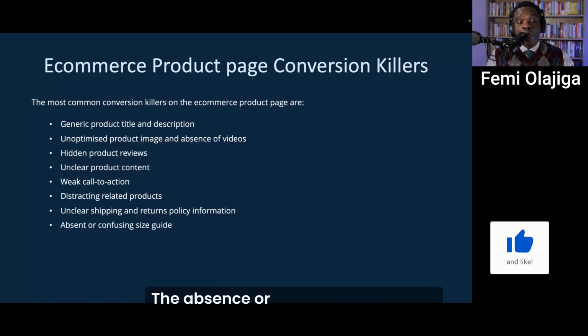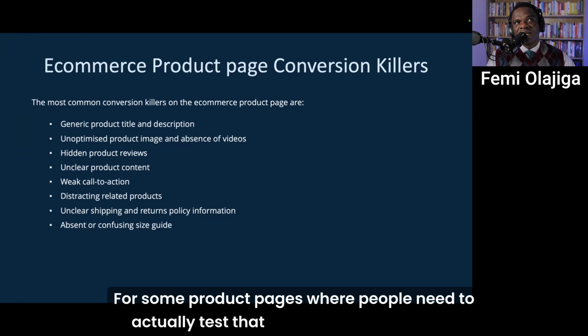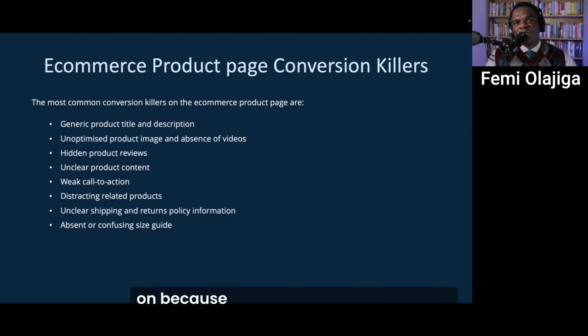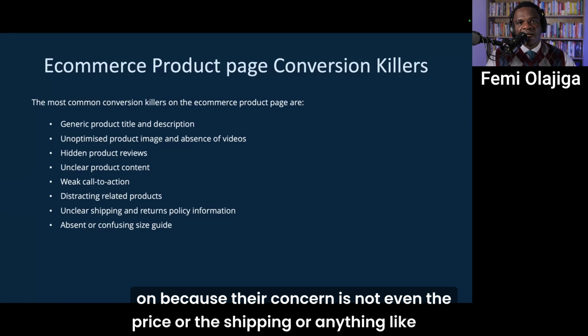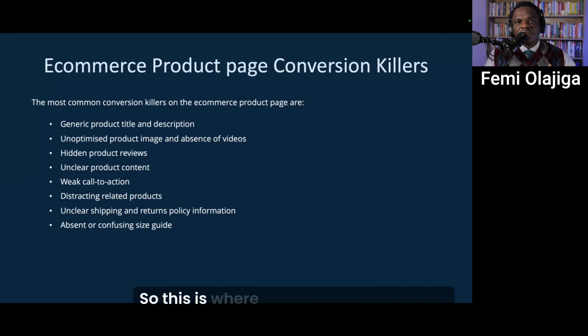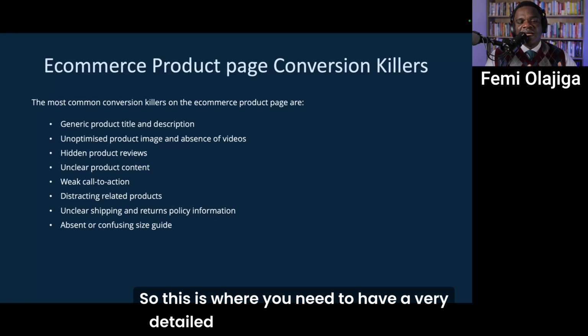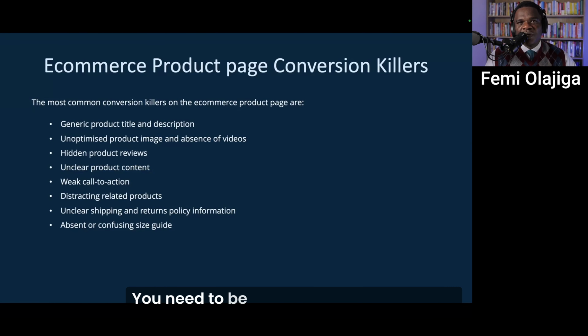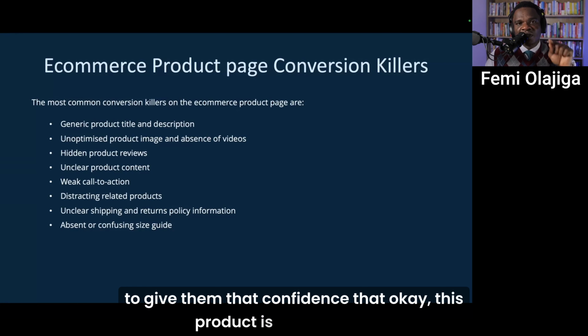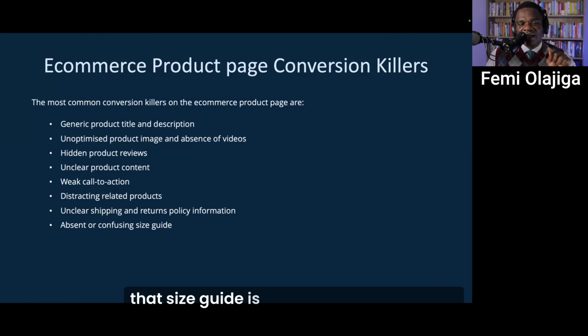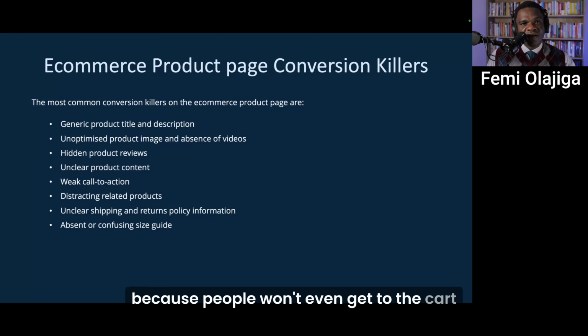The absence or confusing size guide. For some product pages where people need to actually test that product physically, try it on, the concern is not even the price or the shipping or anything like that. Their concern is, will this fit me? So this is where you need to have a very detailed description of the size guide. You need to help them feel that the size guide gives them enough information and the confidence that, okay, this product is going to fit me. If that size guide is confusing, that is a major, major conversion killer on your product page, because people won't even get to the cart page. They won't even add it to the cart if that is not solved.